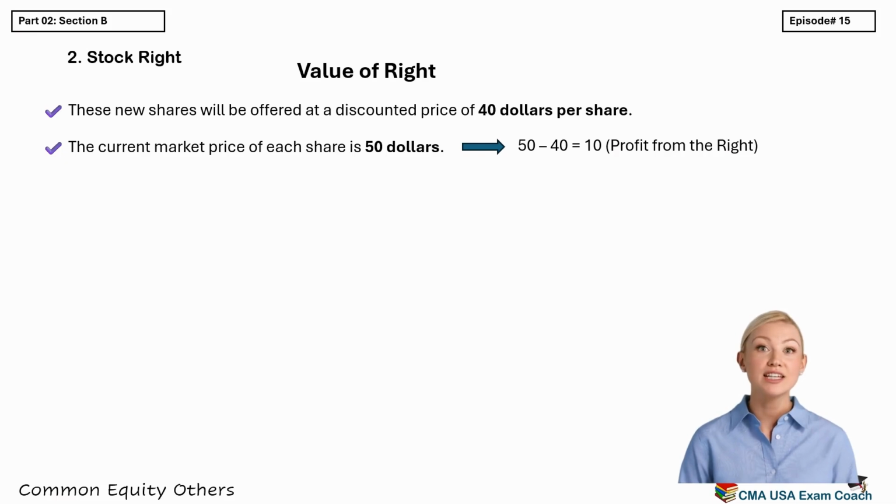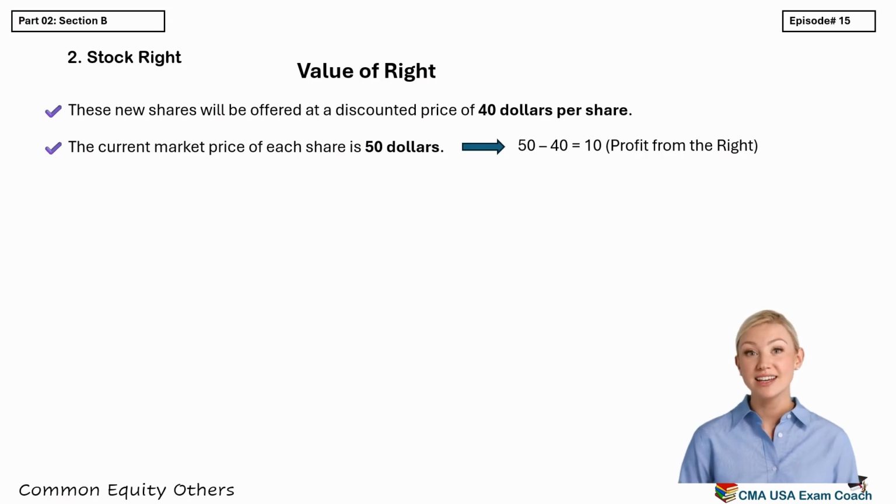The profit from buying the share below market price has to be spread across the number of rights required to purchase that share. In other words, the value of the right is related to the difference between the market price and the subscription price, divided by the number of rights needed to buy 1 share.